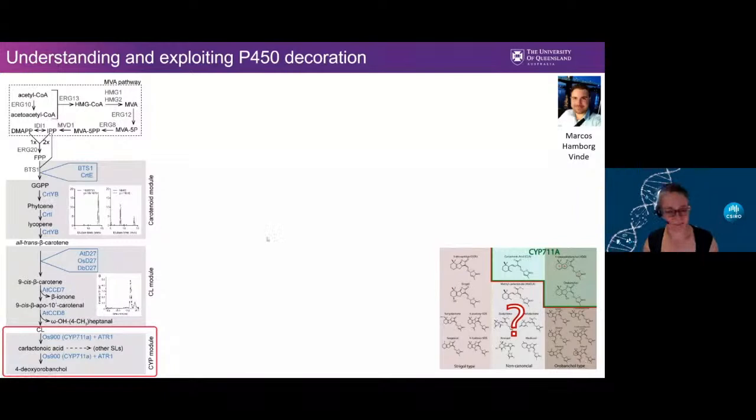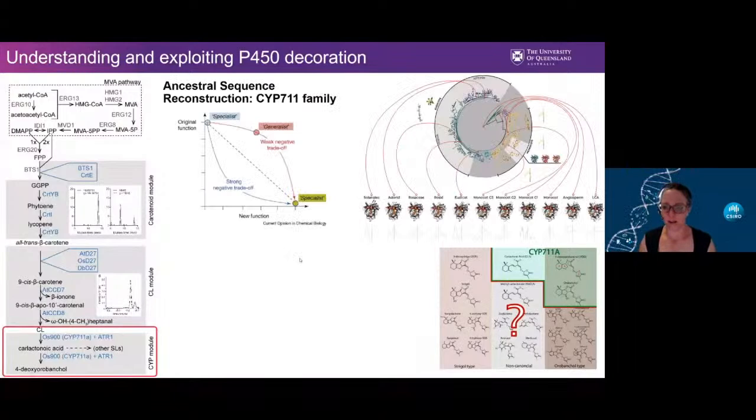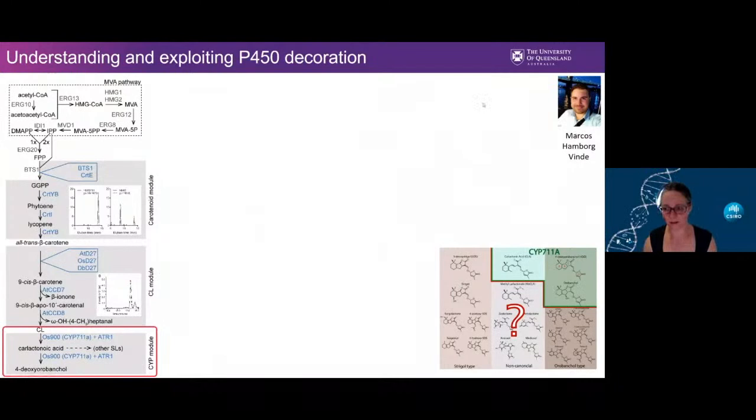We then proceeded to look at the cytochrome P450 module. And we're interested in understanding better how cytochrome P450s decorate strigolactones, but also how they interact with their reduction partners. Marcus Hamburg-Ring and Liz Gillam were collaborators on this particular project.